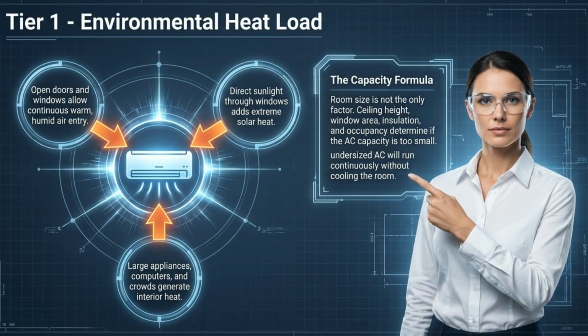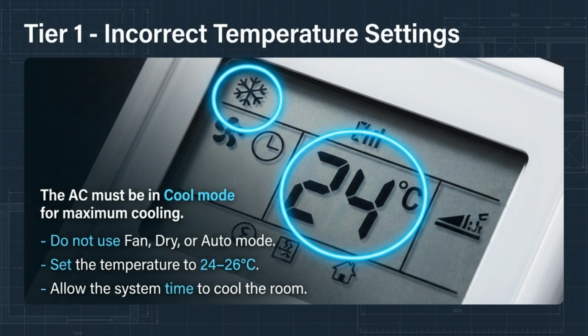In Tier 1, we assess environmental heat load. Beyond room size, consider ceiling height, insulation, and occupancy. Factors like open doors, direct sunlight, and heat-generating appliances can easily overwhelm an air conditioner, causing it to run continuously without cooling the room. Next, verify your temperature settings.